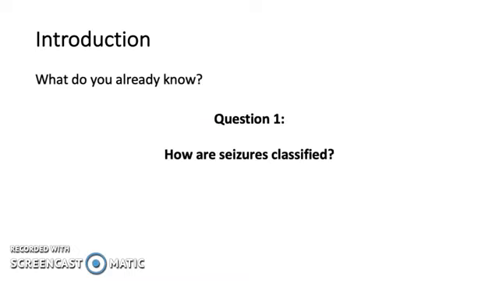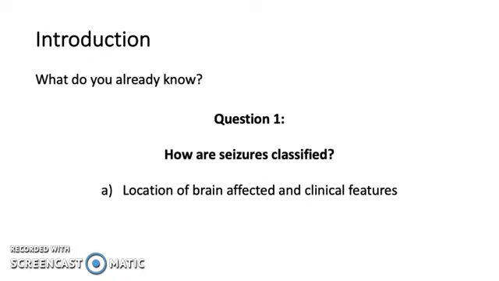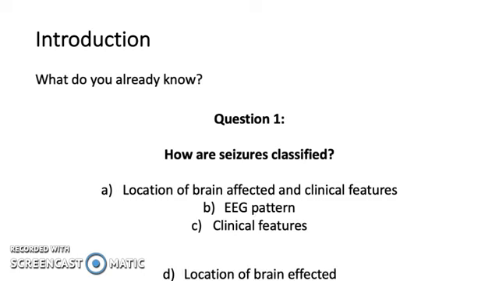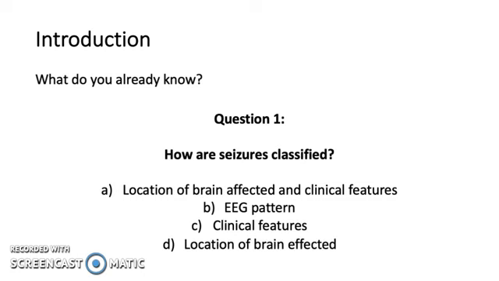Question 1. How are seizures classified? A. Location of brain affected and clinical features. B. EEG pattern. C. Clinical features. Or D. Location of brain affected. Pause the video and carry on to see the answer.